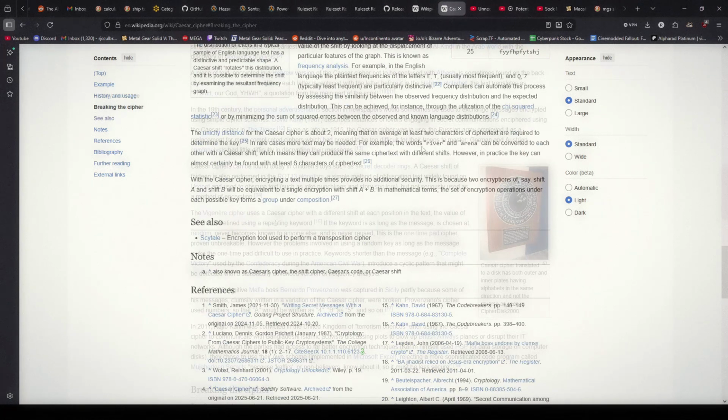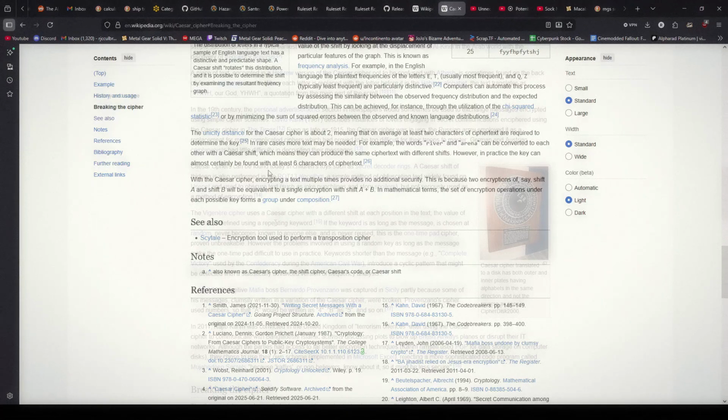For example, the words river and arena can be converted to each other with a Caesar shift, which means they produce the same ciphertext with different shifts. However, in practice, the key can almost certainly be found with at least 6 characters of ciphertext.